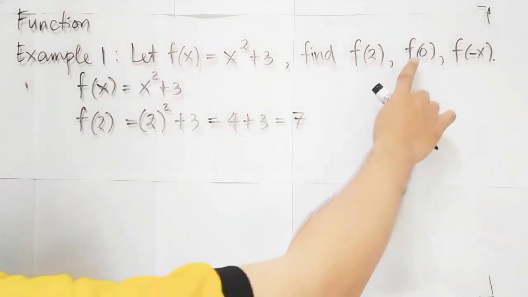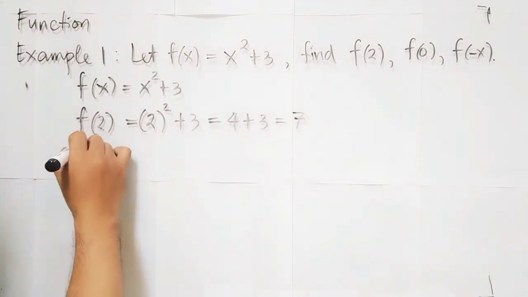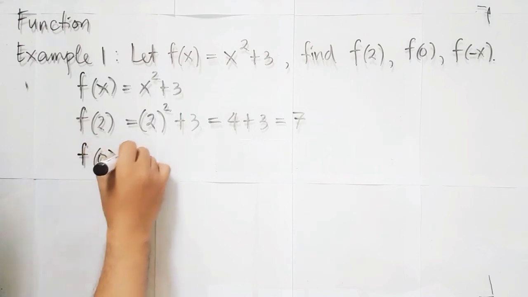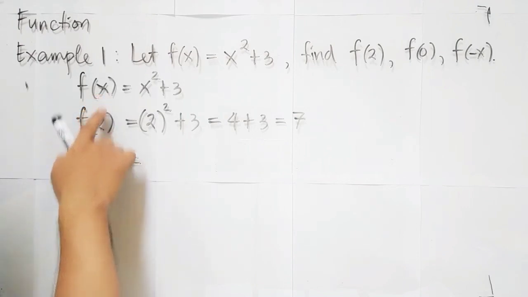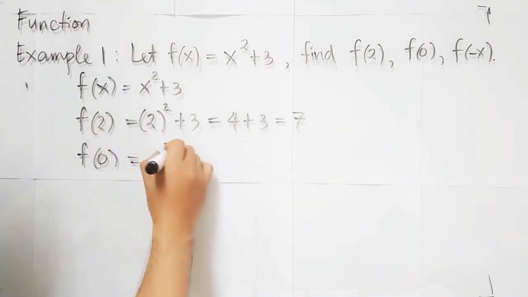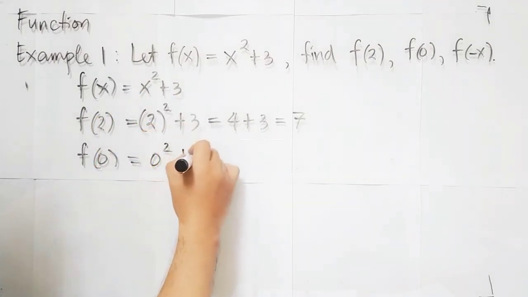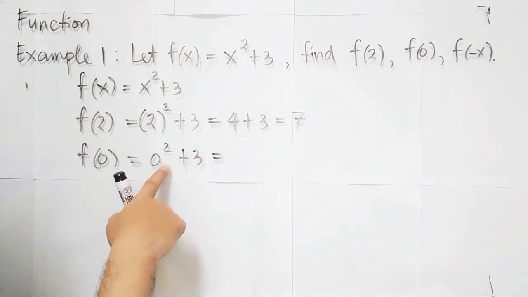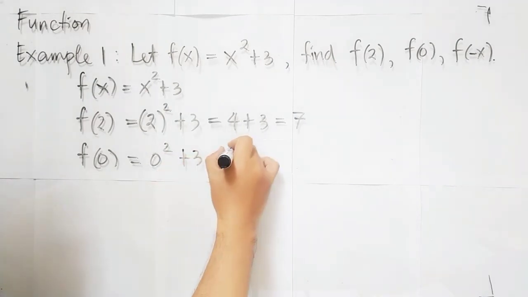This time, we will find f of 0. F of 0 is equivalent to, substitute the value of x as 0. So for this case, that is 0 squared plus 3. So 0 squared equals 0, plus 3, that is equivalent to 3.